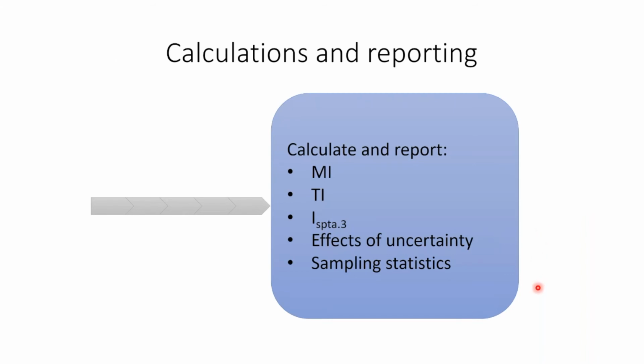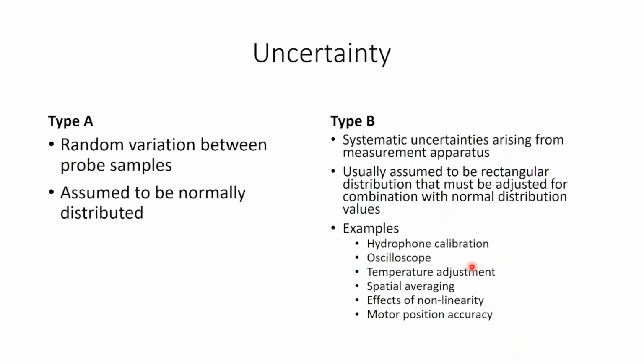So to that regard, we use these raw data for calculations and the creation of reports that are then given to regulatory bodies such as the FDA. So the main end-use parameters are the MI, TI, and the spatial peak temporal average derated intensity, ISPTA.3. In addition to these calculations, we also need to consider the effects of the uncertainty, which I'll get to in more detail in a moment, as well as conduct sampling statistics to see how well we're representing a population of ultrasound probes with a measurement of just a few.